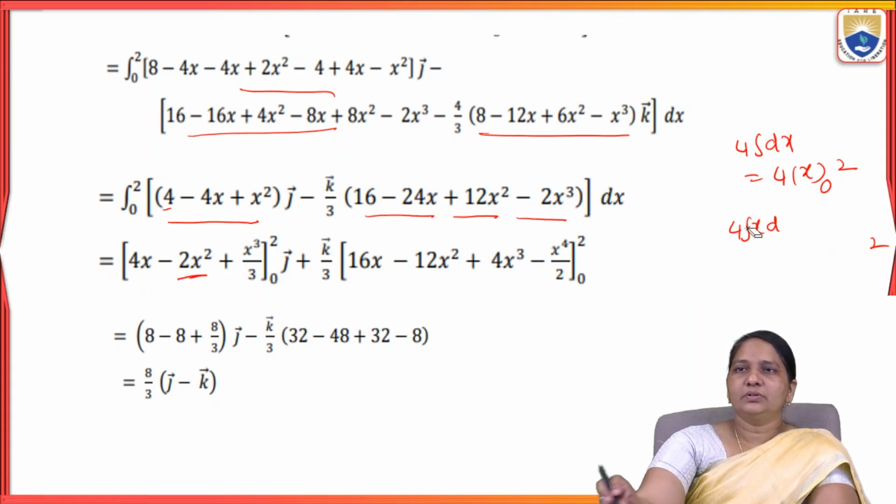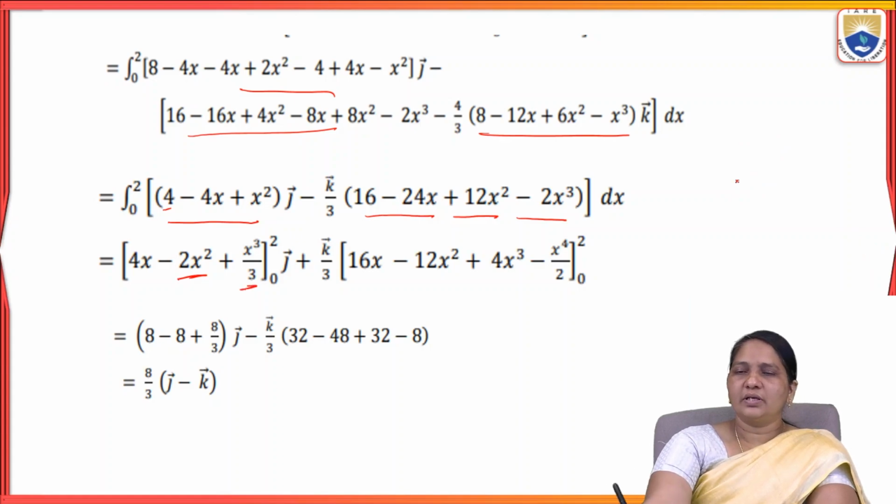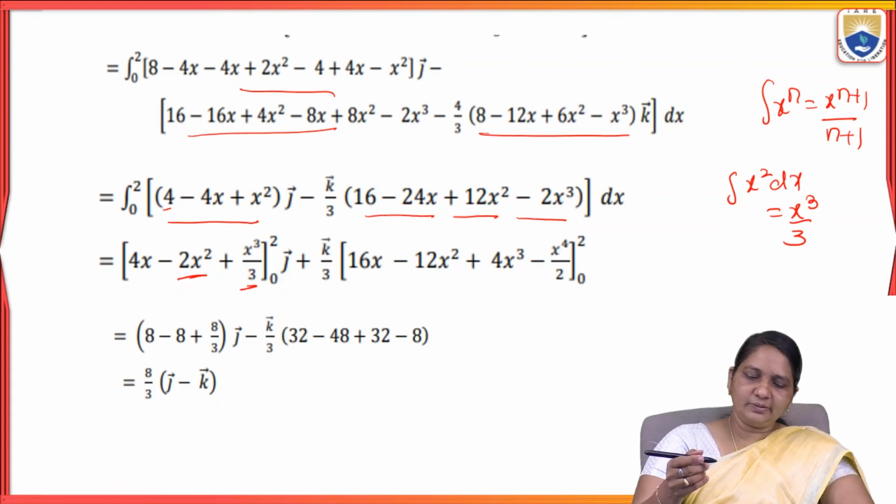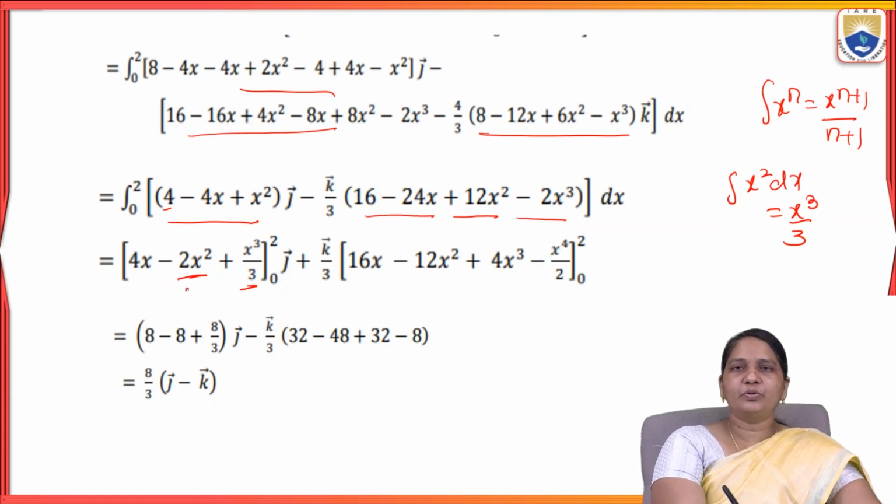After, next term we can observe here integral x square dx. Integral x square dx is x cube by 3. Already we know this formula: integral x power n means x power n plus 1 by n plus 1. This is all the value we can observe here. So this is x cube by 3. Next up to j term. Next k. So here we are taking the k bar by 3 into 16, 16 integral dx.